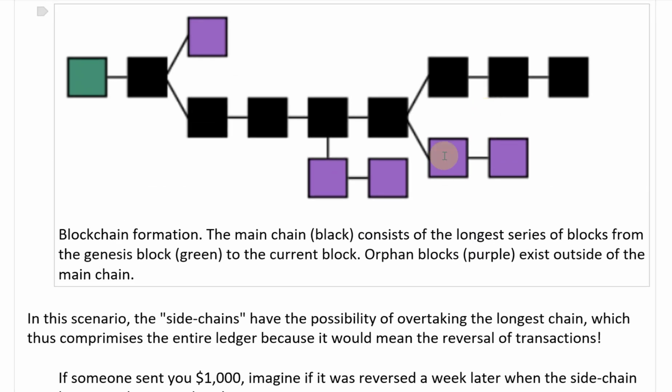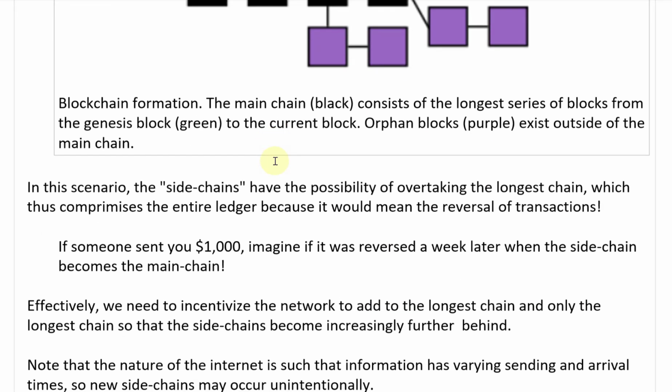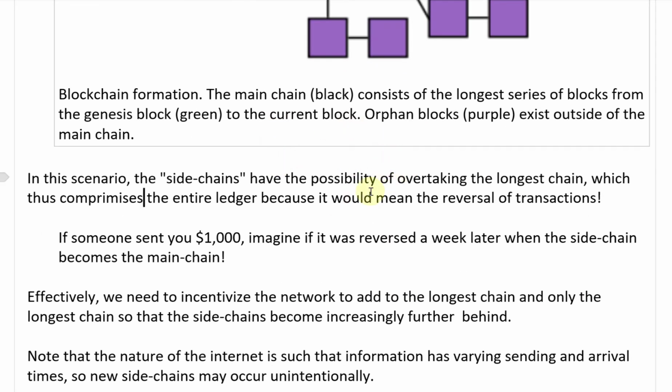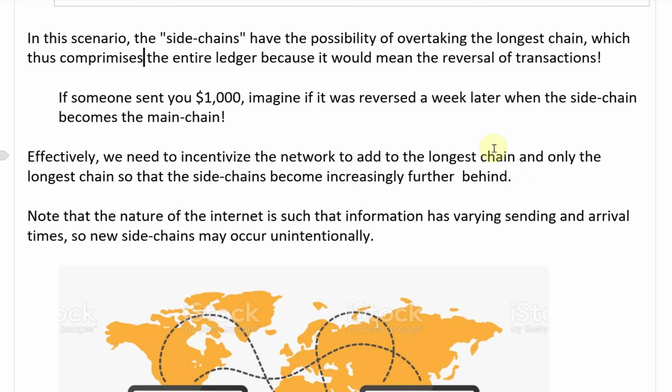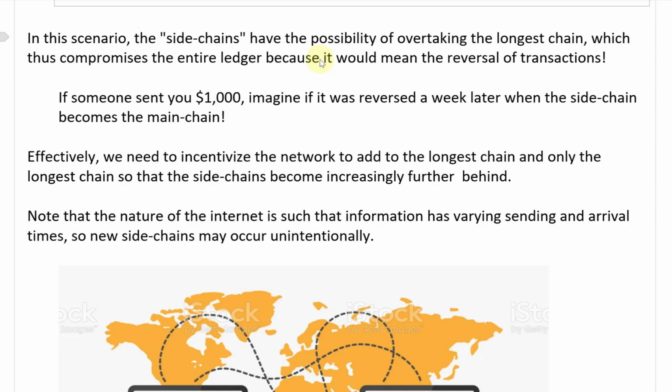So yes, when you have side chains, and they have the possibility of overtaking the longest chain, all of a sudden people are using the new chain instead of the old one. This compromises the entire ledger, because it would mean the reversal of transactions. So, for example, if someone sent you $1,000, imagine if it was reversed a week later when the side chain becomes the main chain. They send you $1,000, but now all of a sudden you've been planning your entire day and life on that, and all of a sudden it's gone. Compromises, yeah, that's how you spell it.